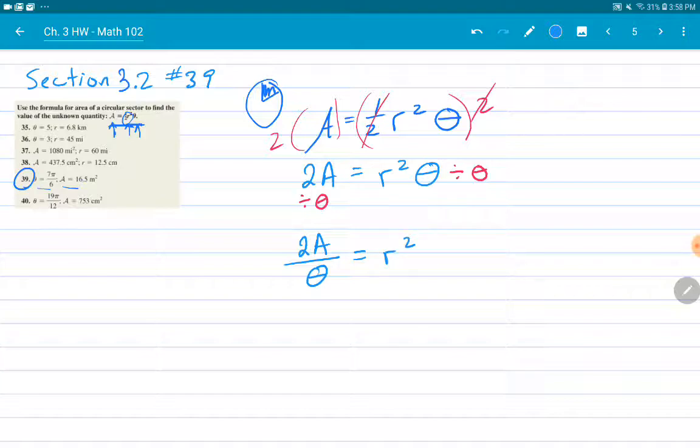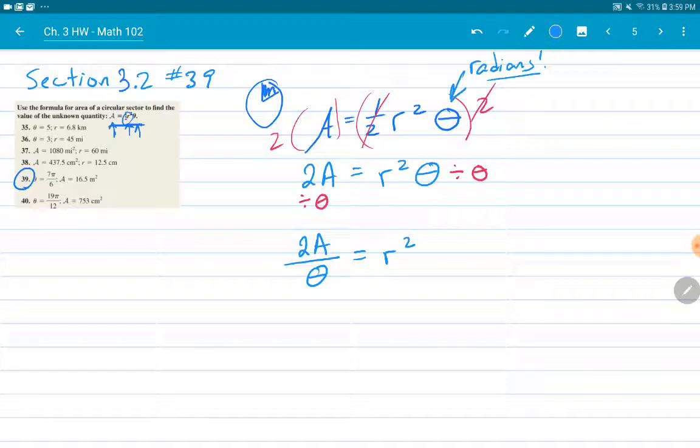r squared. And again, I should remind you that this theta is always in radians if we want to use this formula. Luckily in this problem I'm given theta in radians, so I don't have to worry about converting it from degrees. Alright, but I still don't have r alone.